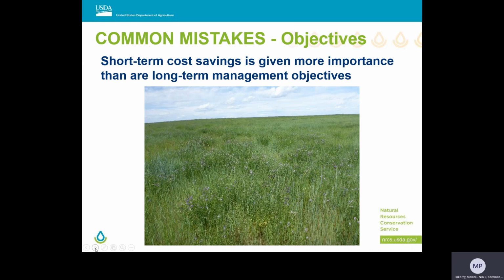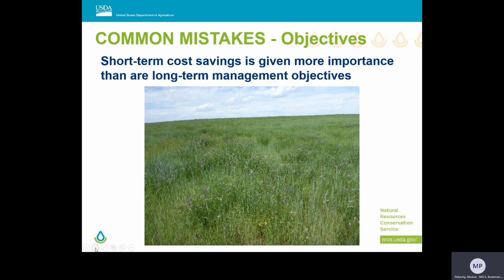The last common mistake I'll bring up is an example related to costs, and how it's important to think about what the short-term cost savings might mean to the longer-term objectives of the site. This is an example of a field that was enrolled in the CRP program where it was seeded with an inexpensive, low-diversity seed mix in the past. Now we're seeing that these fields really miss the opportunity to re-enroll in the CRP program due to the lack of species diversity on the site.